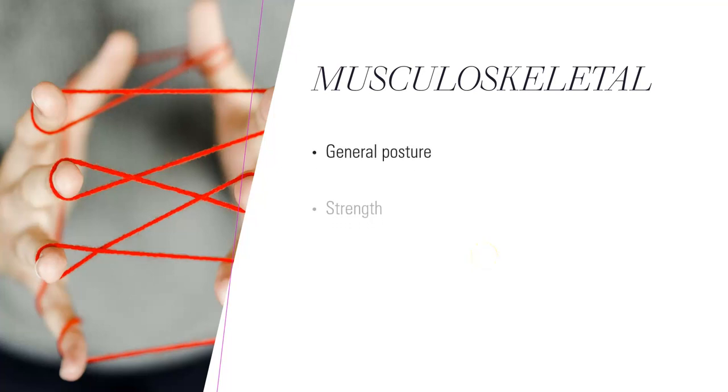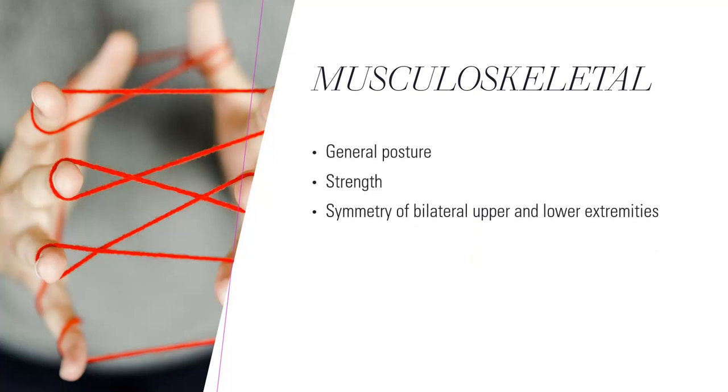Musculoskeletal, again, general posture, strength, symmetry of their upper and lower extremities. Note any areas of swelling, guarding, or deformity. Note any symmetrical full range of motion of major joints. Adolescents should be screened for scoliosis. This is usually done in the school by the school nurse, so you won't do this.